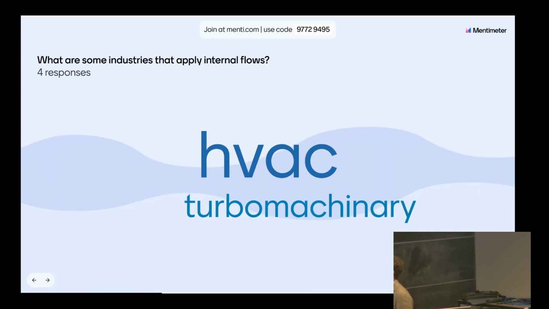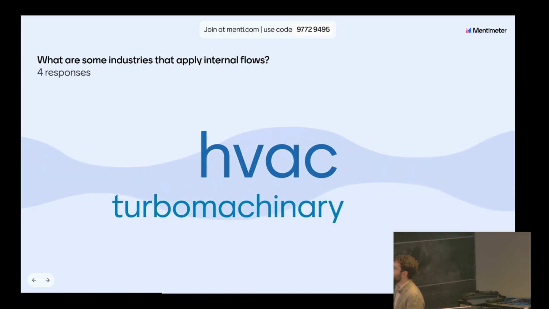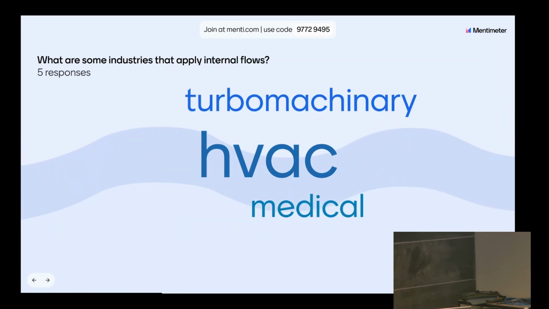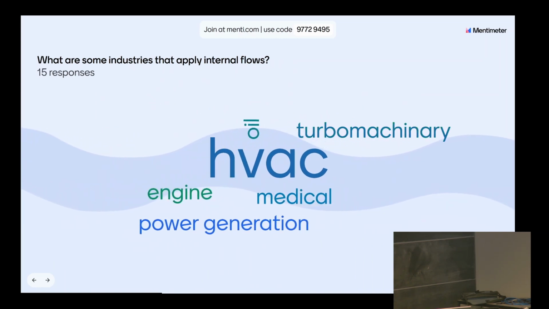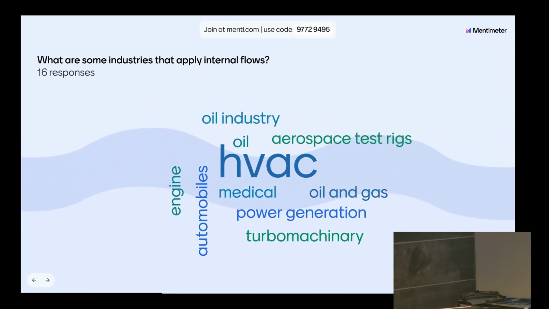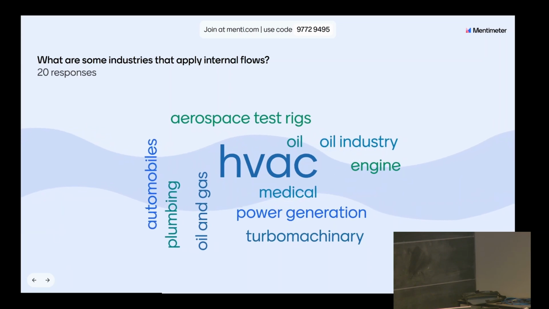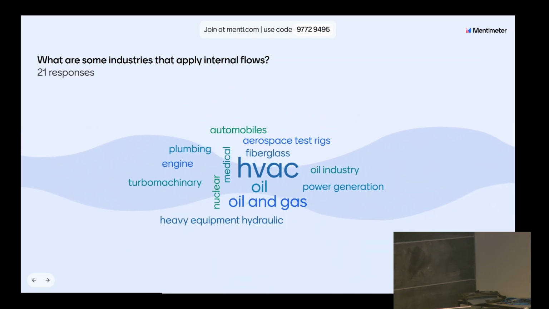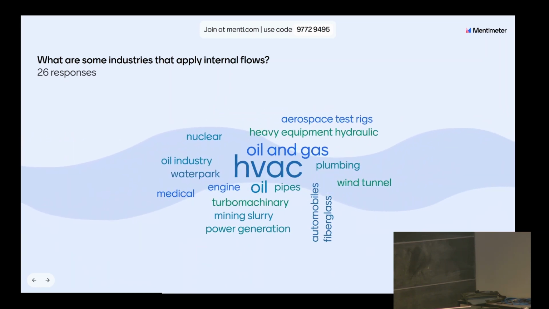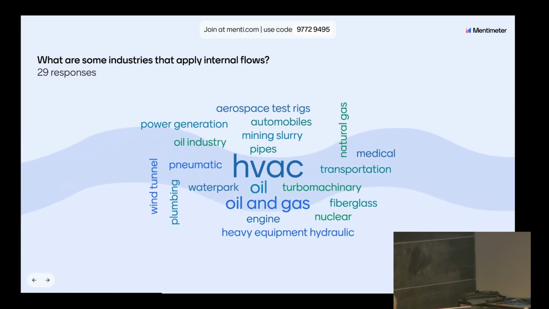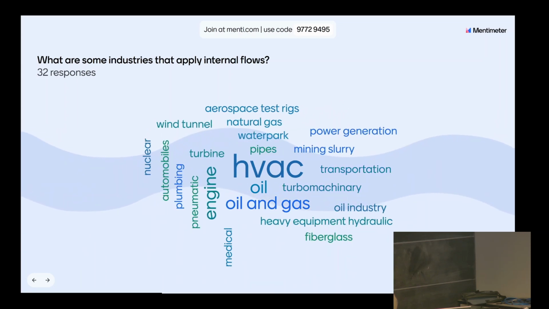HVAC, turbo machinery, yep, both internal flows. The people that designed the HVAC in this room would have used really similar concepts to what we're going to get to by the end of this lecture. Power generation, engines, yeah, the oil industry definitely has lots of internal flows. Plumbing, hydraulics, all these are internal flows. Nuclear is a good one. A nuclear reactor is basically a big internal flow, and anytime there are pipes, water parks, that's good too, like water supplies in a water park.